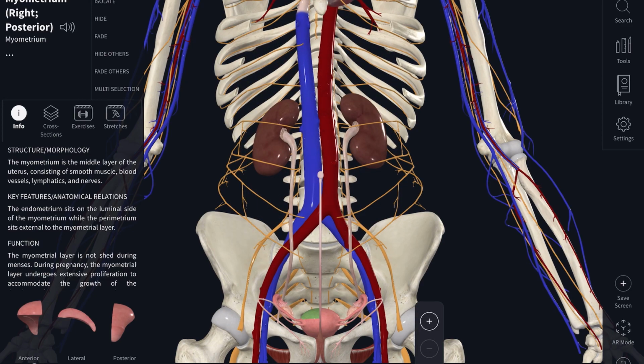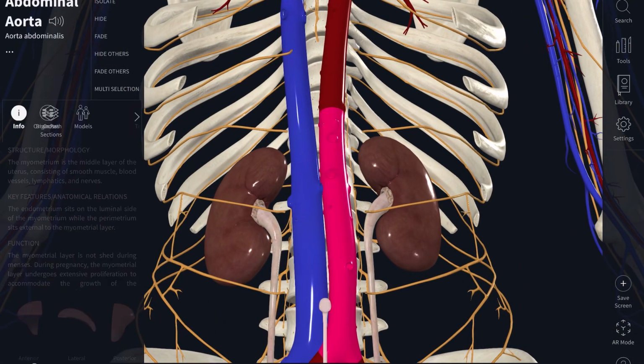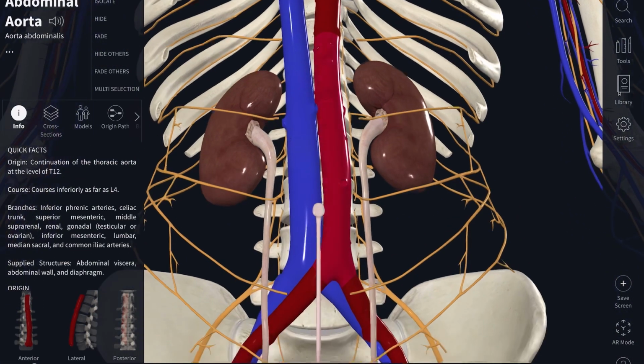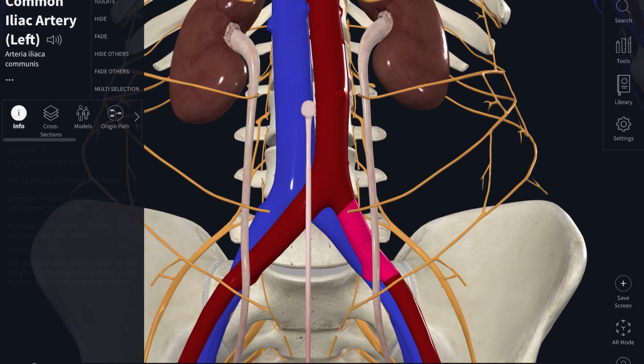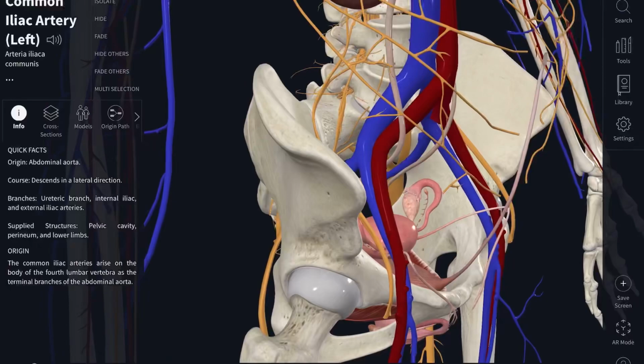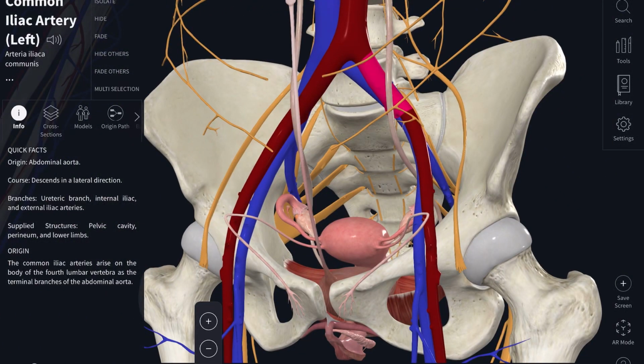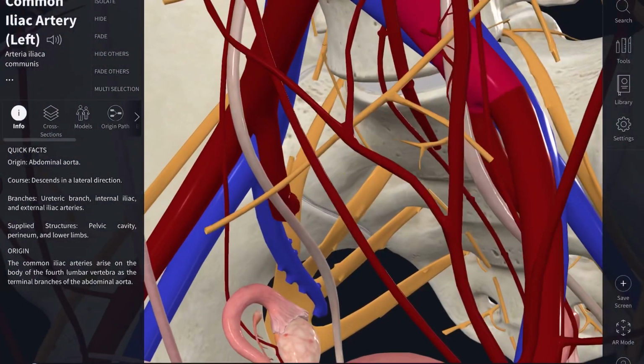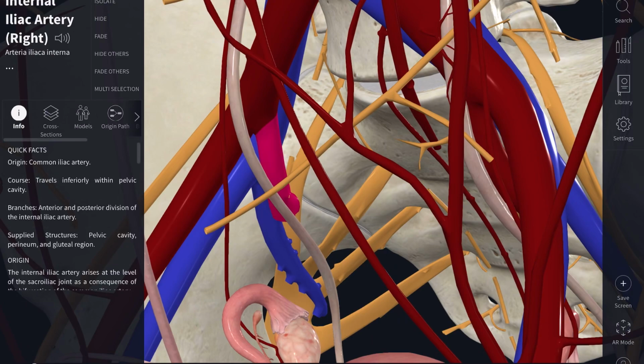From here, let's now look at the arterial branches that supply blood to the pelvic area. So there's your abdominal aorta, which divides into the right and left common iliac artery, which itself then further divides into the external iliac artery and the internal iliac artery, which is being highlighted right here. And the internal iliac artery is the major branch that supplies blood to the pelvic area.